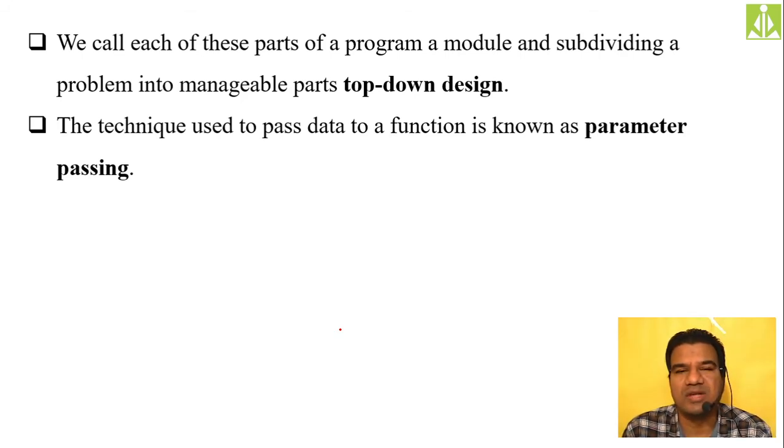So the technique they use in order to communicate between the smaller modules and the complex program is parameter passing. Remember this one. Parameter passing is a way, a trick, a technique with which the smaller modules will communicate with the complex program, the complex problem we can say.